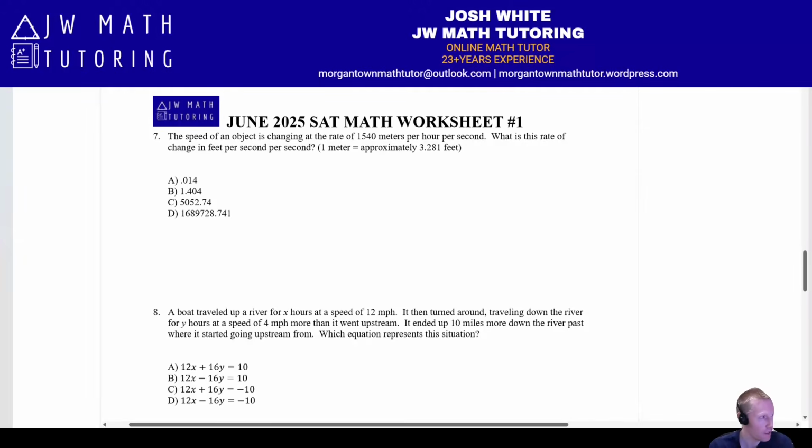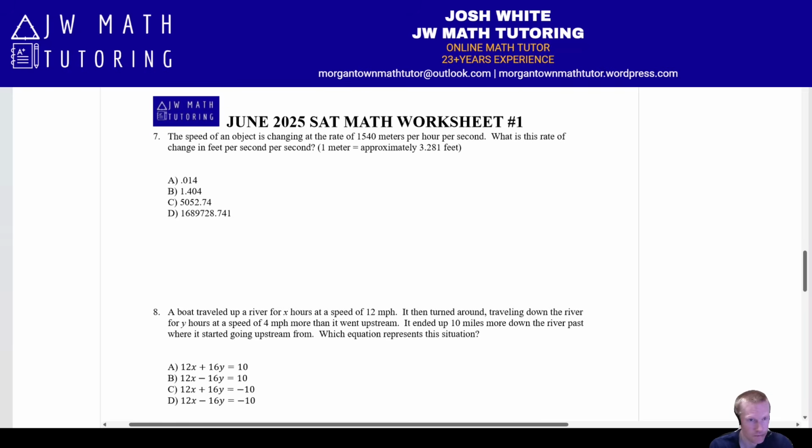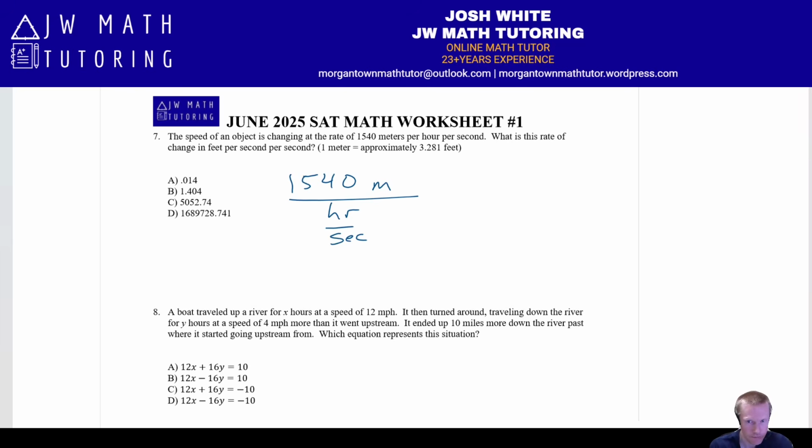All right, let's look at the top of the next page, number 7. Here we have a unit conversion question that seemed to be fairly popular. Basically, you had the speed of an object changing at a rate of 1,540 meters per hour per second. I want to know this rate of change in feet per second per second.